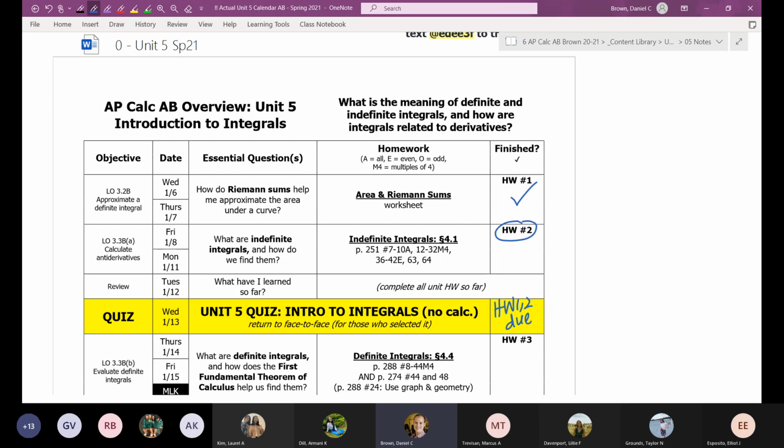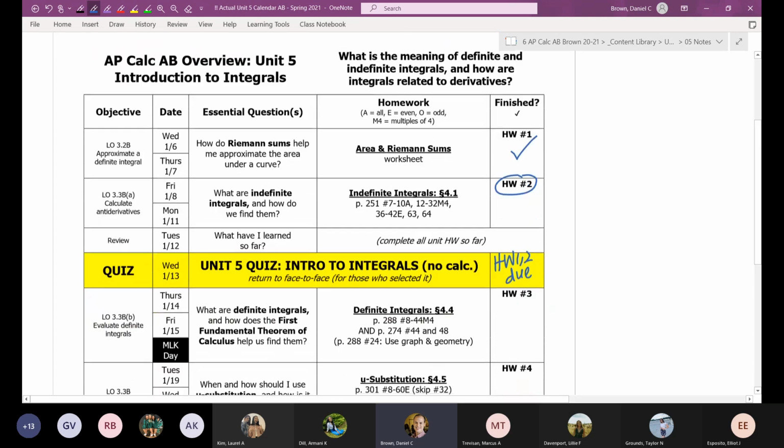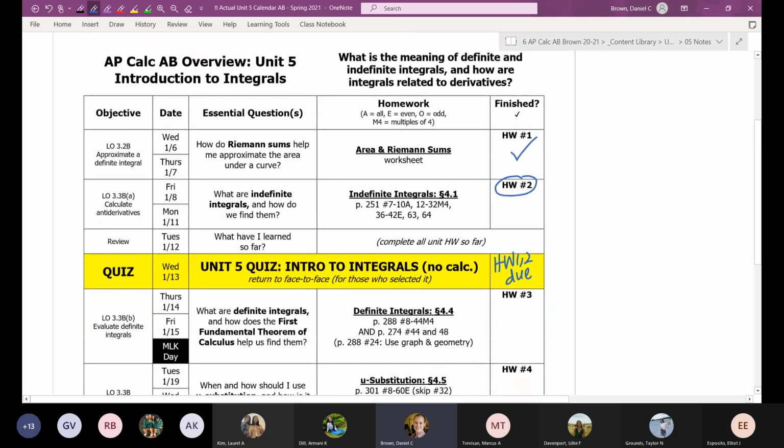But those first few problems, 7 through 10 all, and then 12 through 32 multiples of 4 are pretty quick, find the antiderivative. After the quiz is where we'll pull Riemann sums and indefinite integrals together to see how we can use that to find the exact area under a curve.